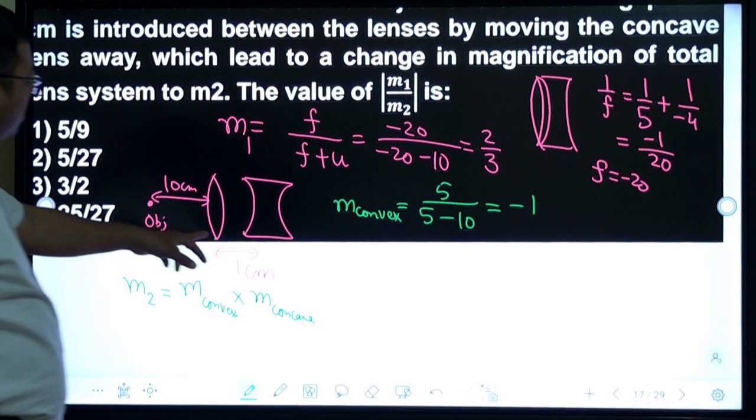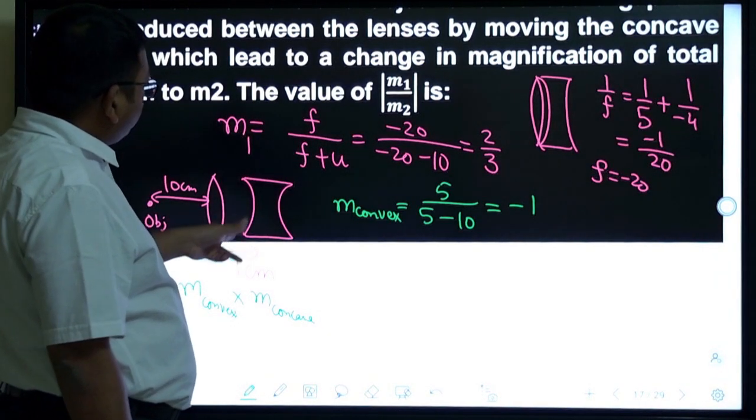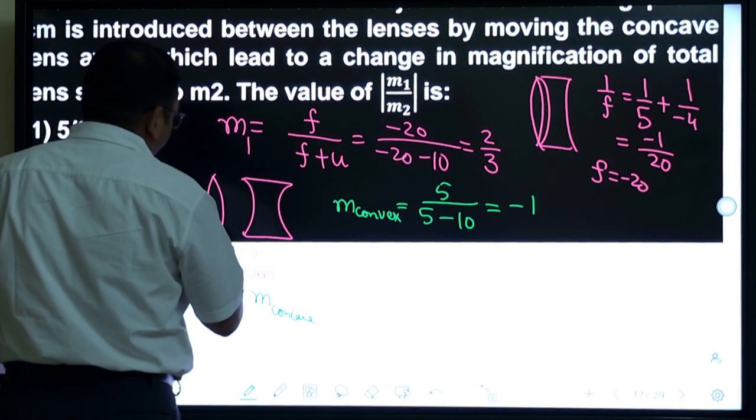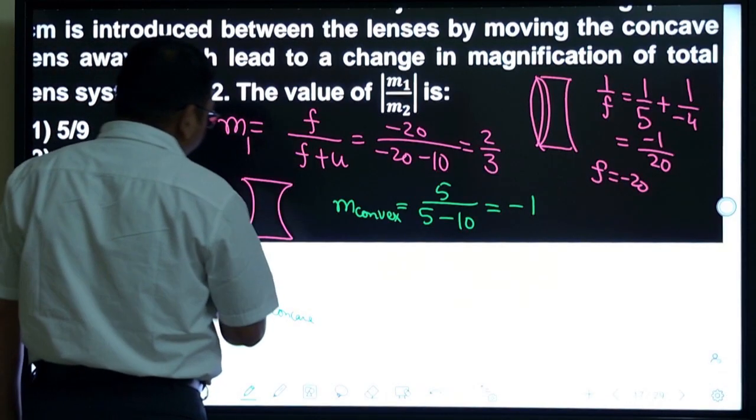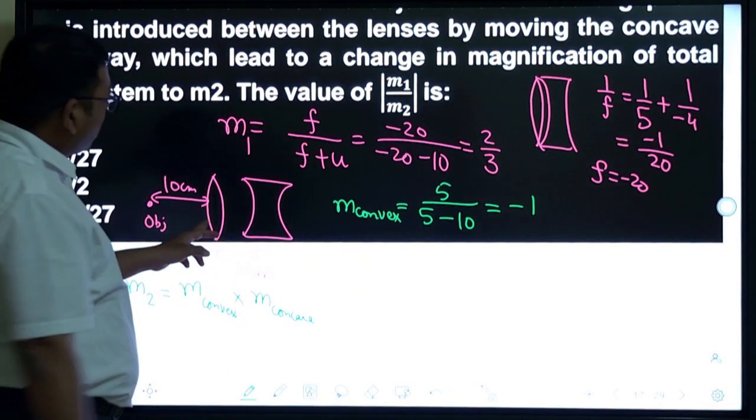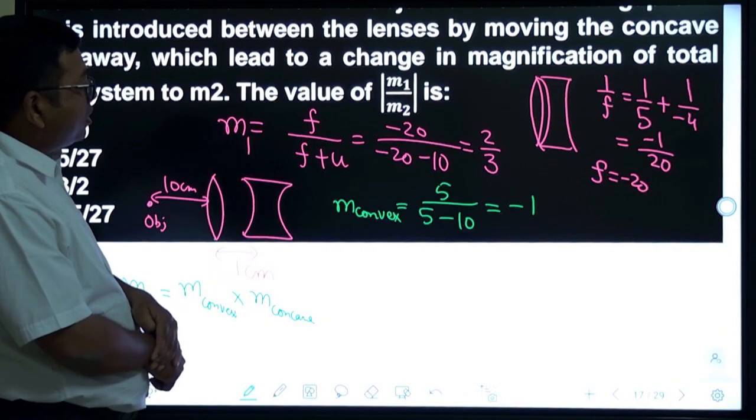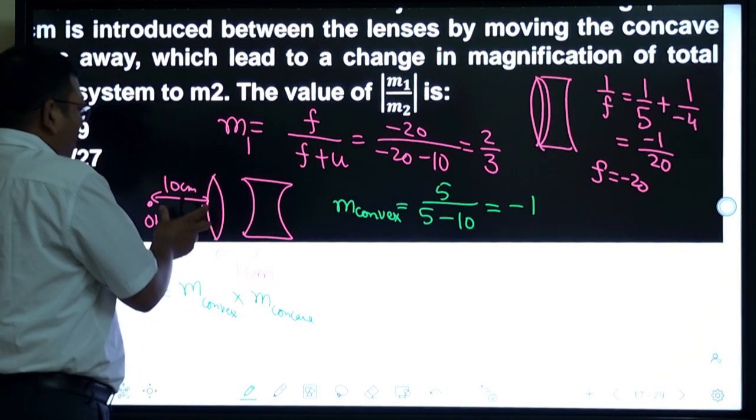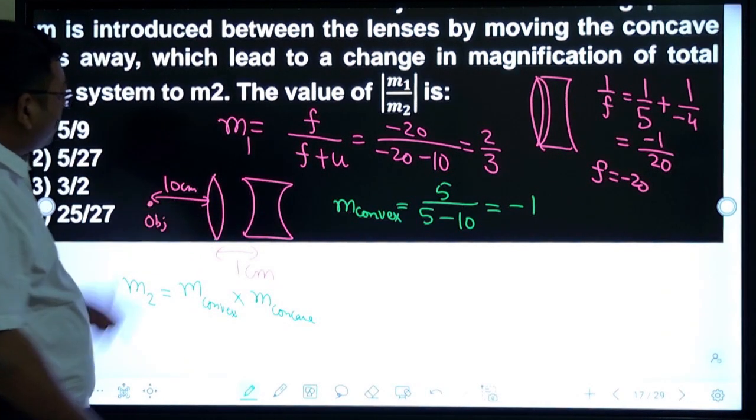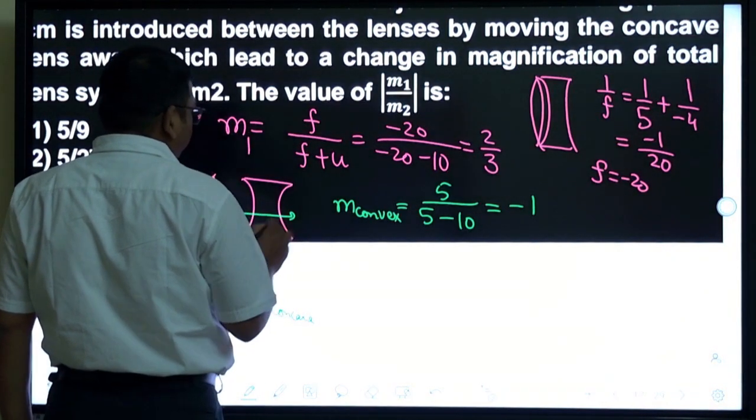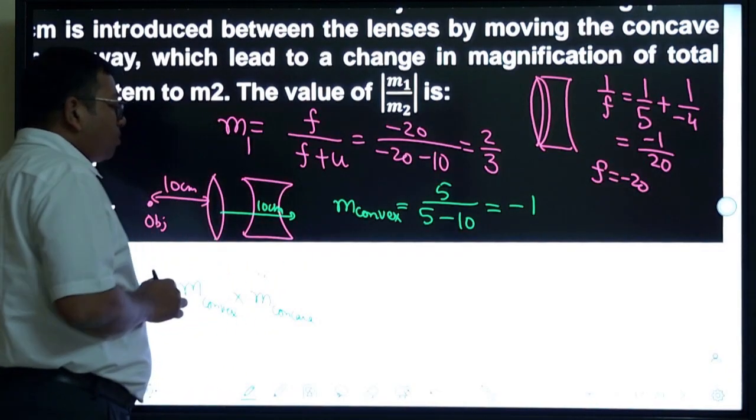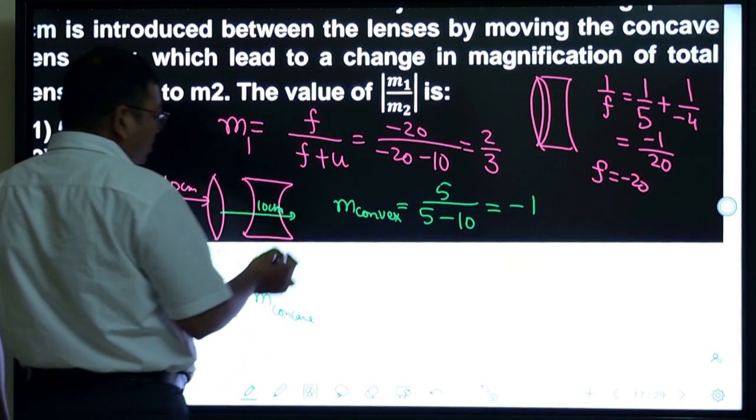What about this magnification? You need to know where the image is formed, so first you calculate this image. Magnification is v by u. You already know the magnification is minus 1, and this is the center of curvature, right? So the image is also formed at the same distance, 10 centimeters from this. It is formed 10 centimeters away, and it will be inverted, so minus is coming.